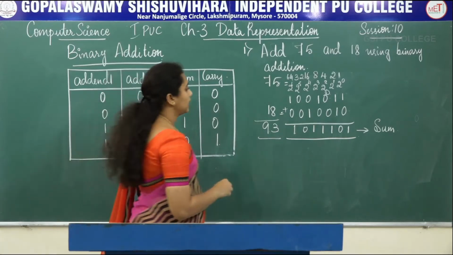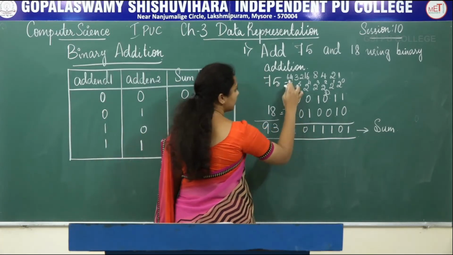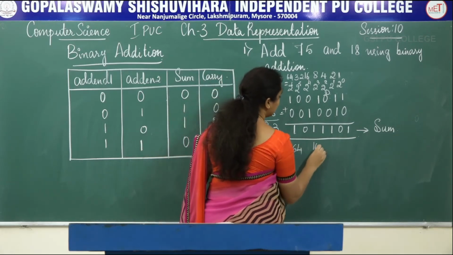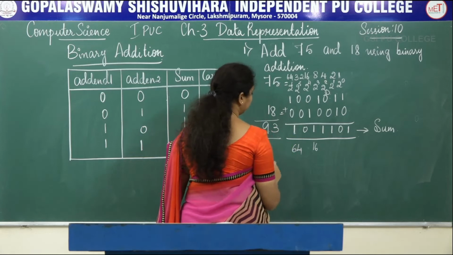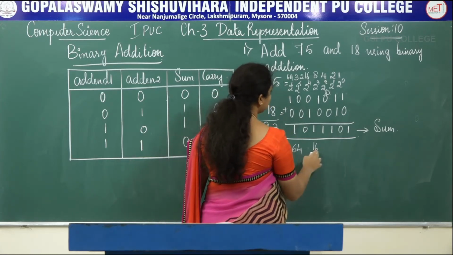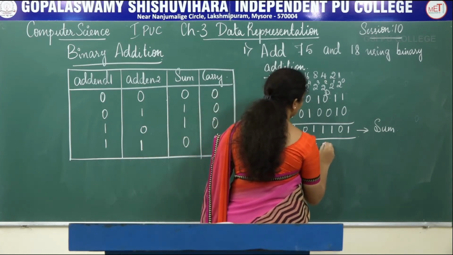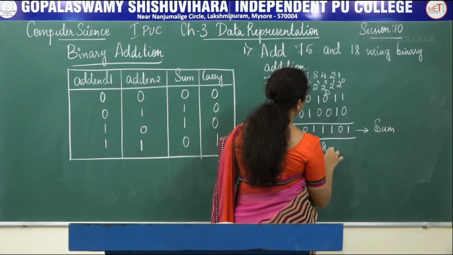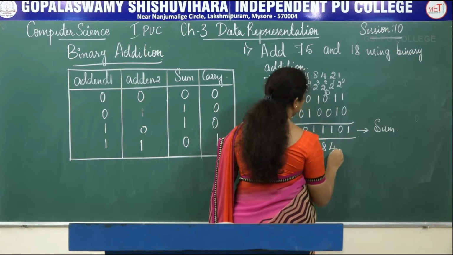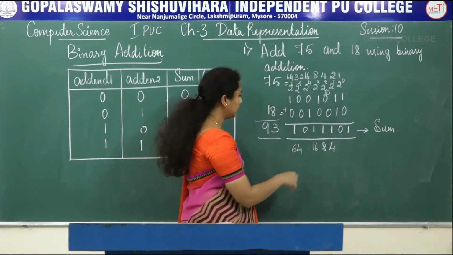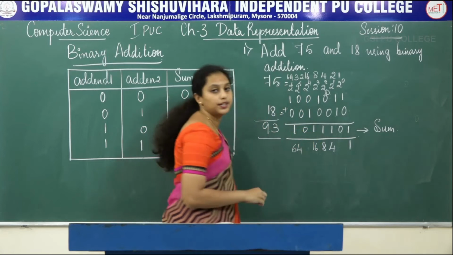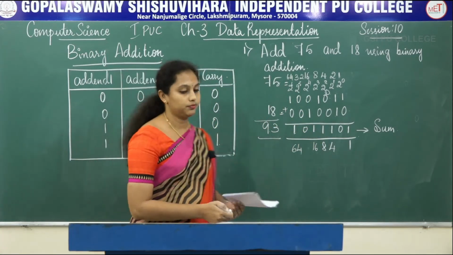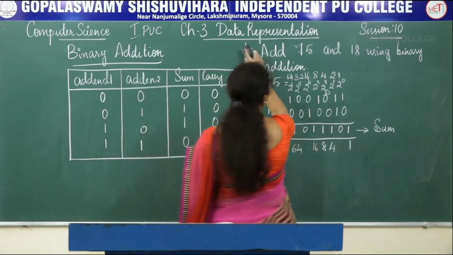How to check? So add the numbers, that is 64 plus 16, it becomes 80, then add 8, 88, 88 plus 4 is 92, 92 plus 1 is 93. Hence the obtained value is correct. Next problem.